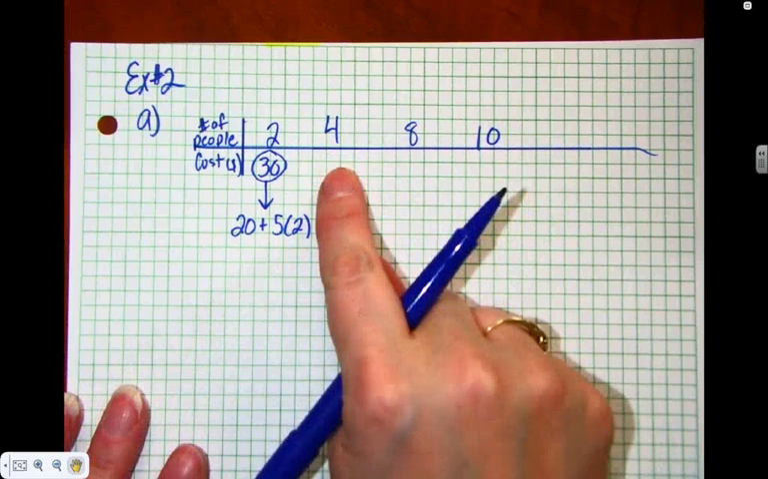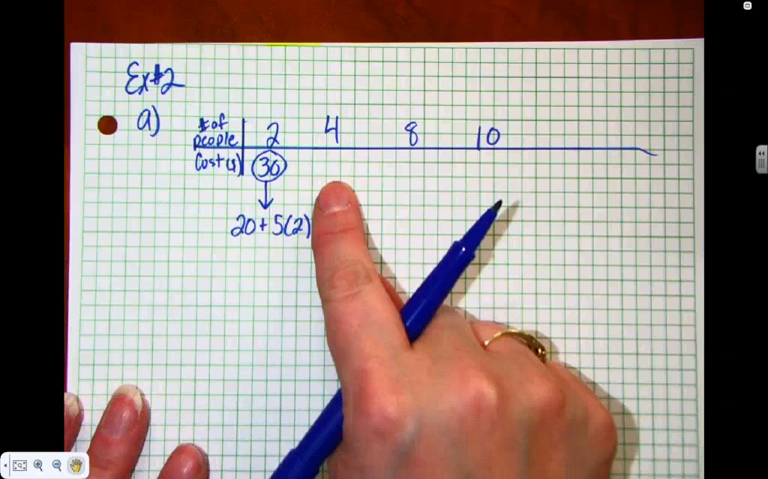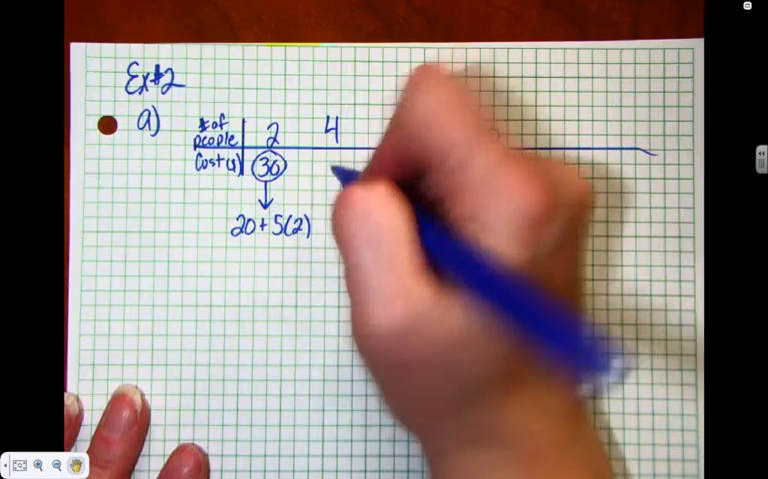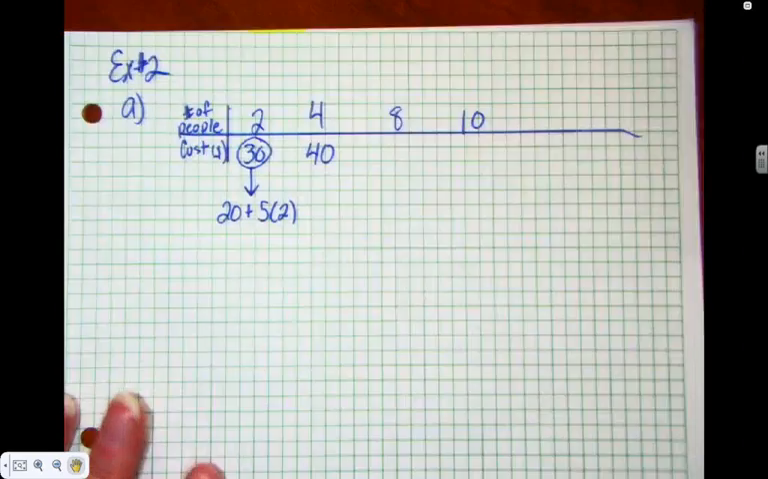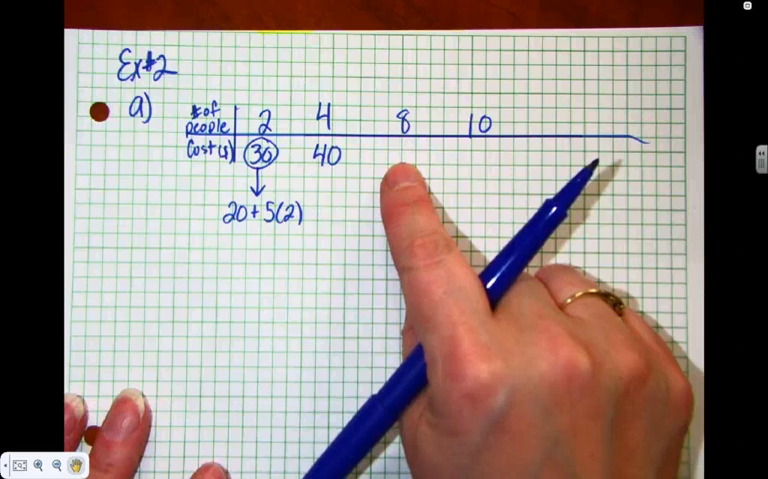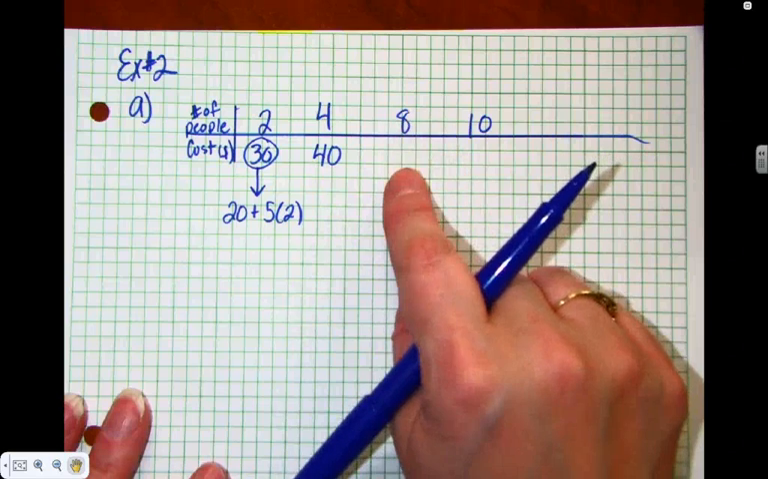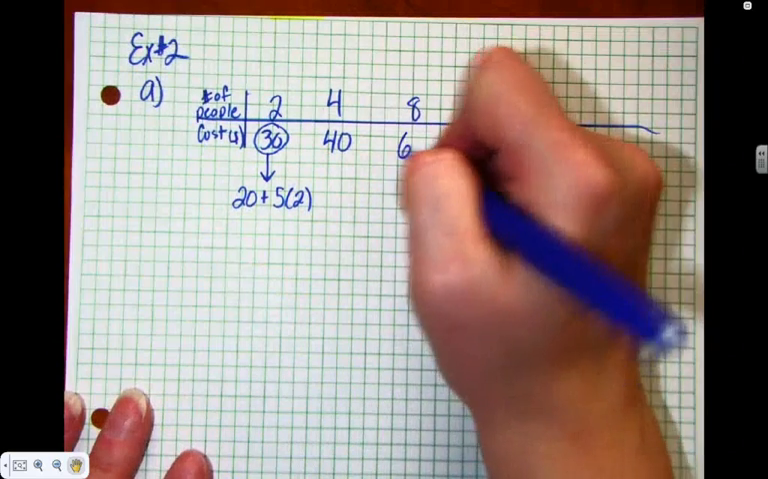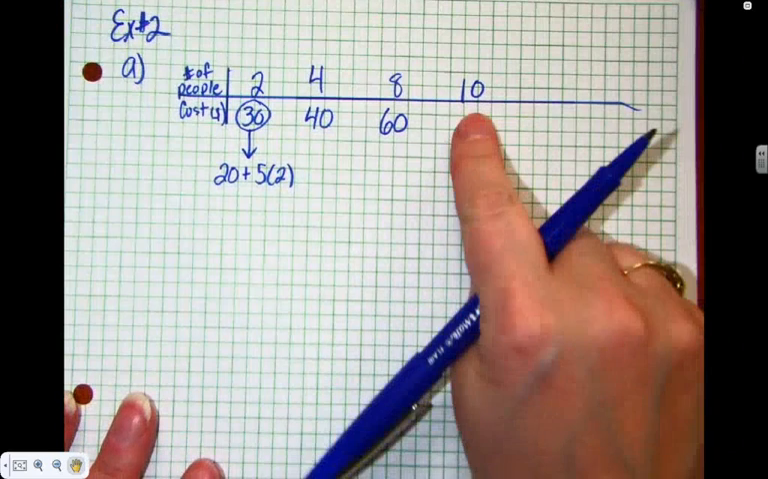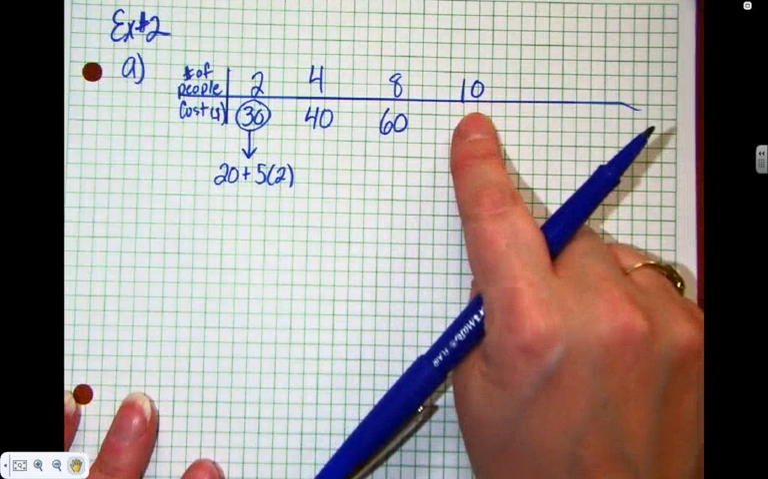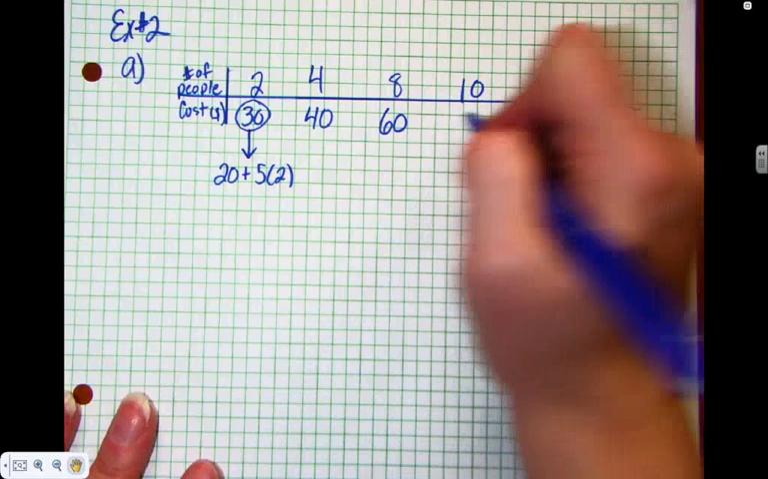Okay, 4 people. How much do we have to pay per person? $5. So 5 for 4 people is 20, plus the flat rate of 20, 40. 8 people, $5 a head is 40, plus the flat rate of $20. 10 people, $5 a person, $50, plus the flat rate of 20, 70.